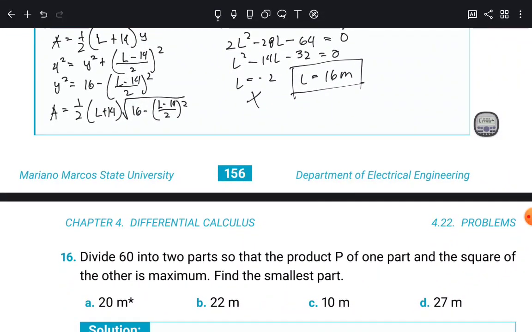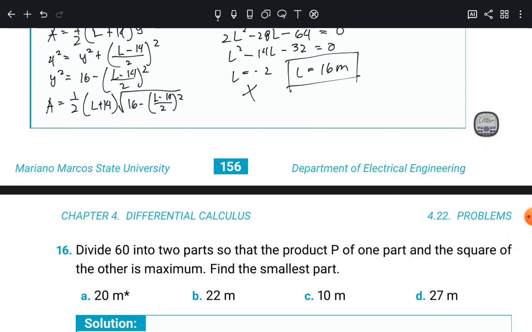And we will continue this one. I'll end this one now. Continue to the other part of part 2.